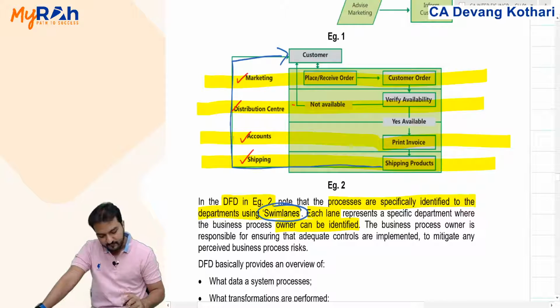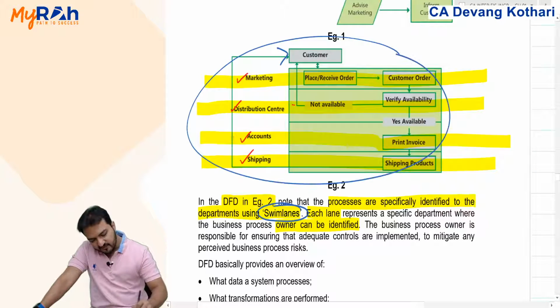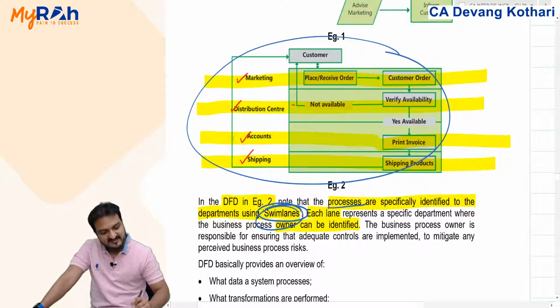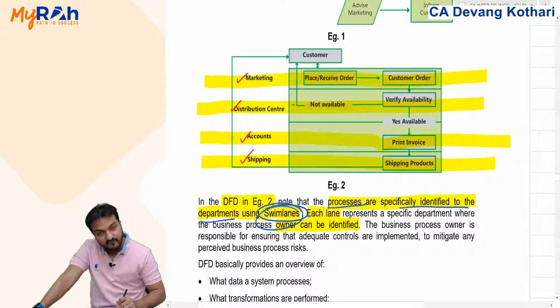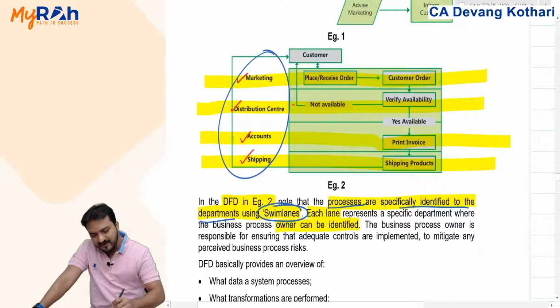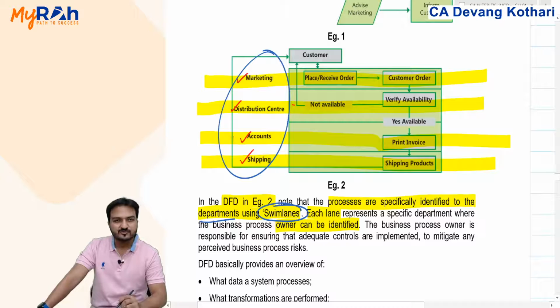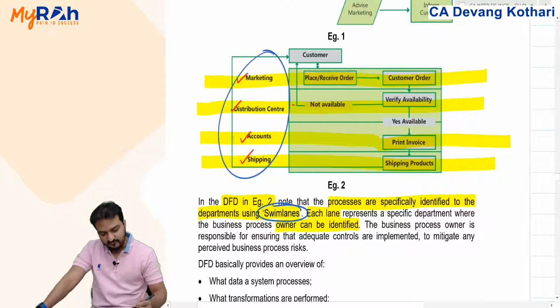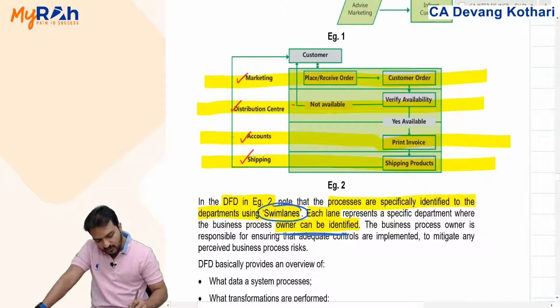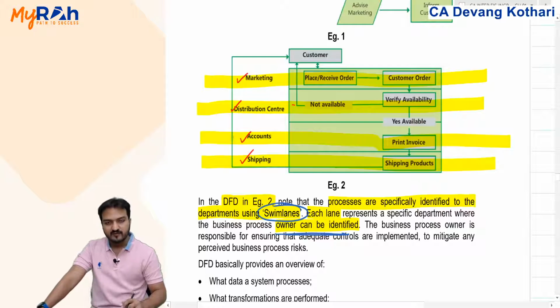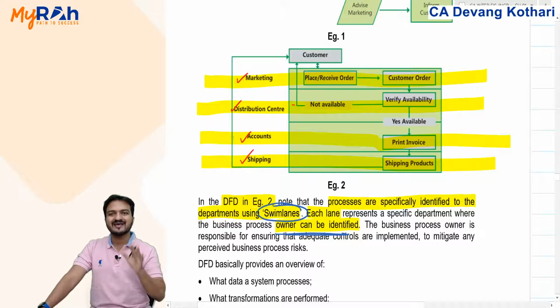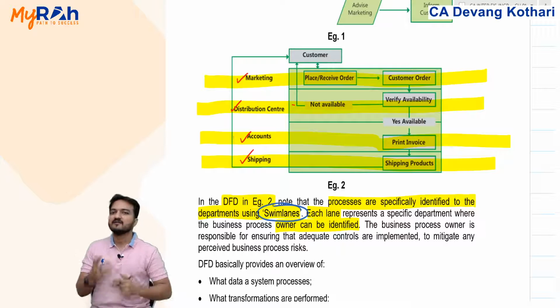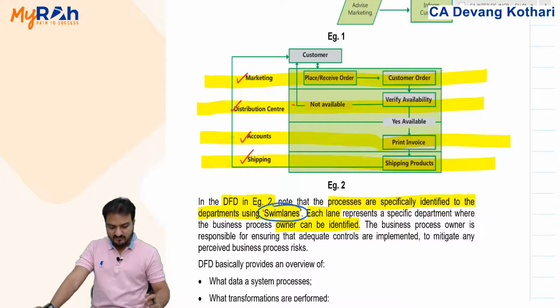Anyways, this style of the diagram is called the swim lane format, where the processes are specifically identified to departments. Department headings are supposed to be written here in the form of swim lanes. Because of this, the owner can be identified. Owner means the department who is responsible for this work can be identified. This is your data flow diagrams.